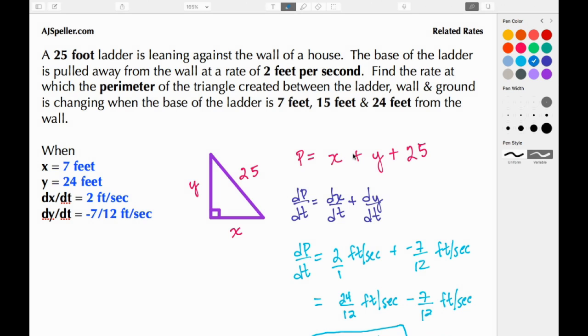Back to ajspeller.com. In today's tutorial, we're going to take this related rates problem and actually create a model using it. A 25-foot ladder is leaning against the wall of a house. The base of the ladder is pulled away from the wall at a rate of 2 feet per second. Find the rate at which the perimeter of the triangle created between the ladder, wall, and ground is changing when the base of the ladder is 7 feet, 15 feet, and 24 feet from the wall.